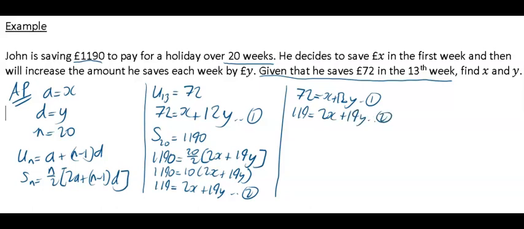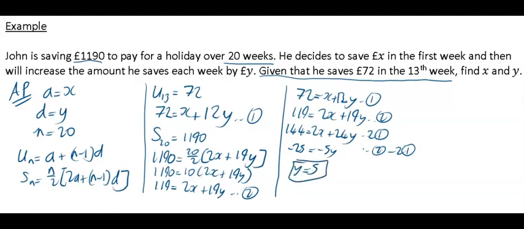So I'm going to multiply my first equation by 2 to give me 144 is equal to 2x plus 24y. And I just do the top one minus the bottom one. So what I'm doing here is equation 2 minus 2 times equation 1. And 119 minus the 144 is going to be minus 25. 2x minus 2x is going to be 0. And 19 minus 24 is going to be minus 5y. So minus 25 divided by minus 5 is going to give me my y. My y works out to be 5.